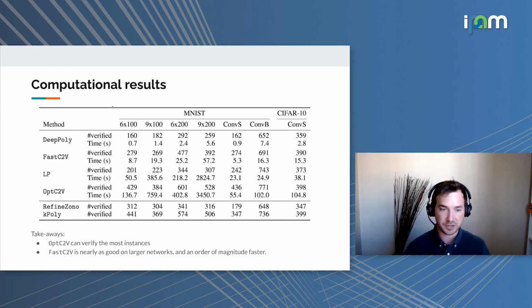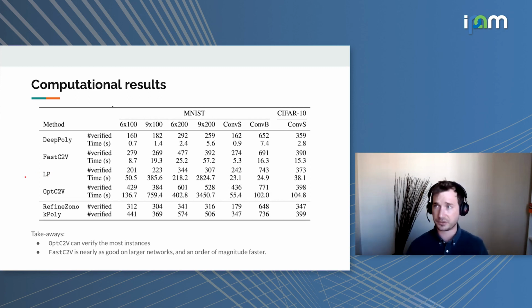Okay, so we can look at some computational results. We're trying to compare like methods with like methods. We have fast C2V, the propagation method I just described, and we're comparing it against DeepPoly, which is a state-of-the-art propagation method. We also have op C2V, which is the LP with cuts method that I described, and we can compare it against the vanilla LP relaxation.